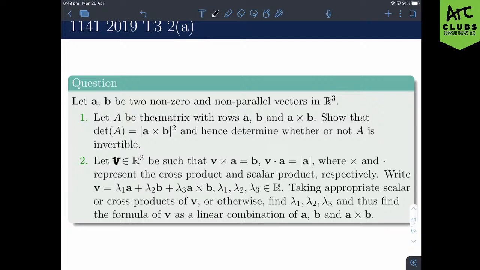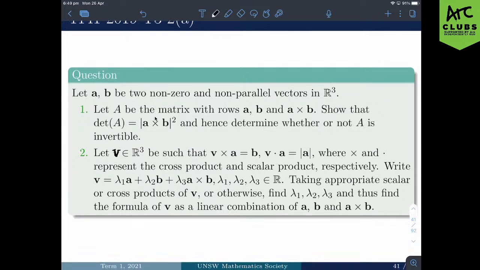So we let V be in R3 such that V cross product A is equal to B and V dot product A is equal to the modulus of A. And then now we want to write V as a linear combination of A, B, and A cross product B.